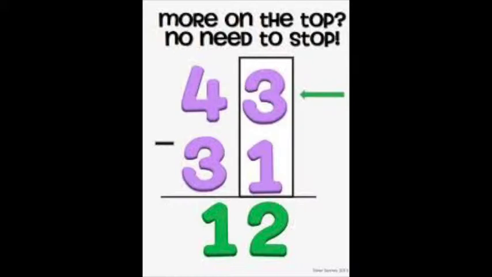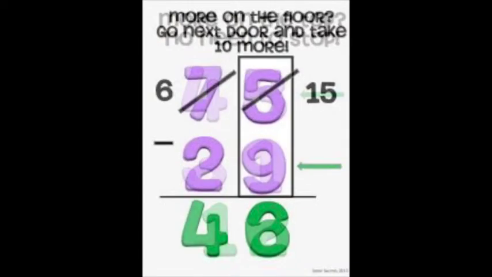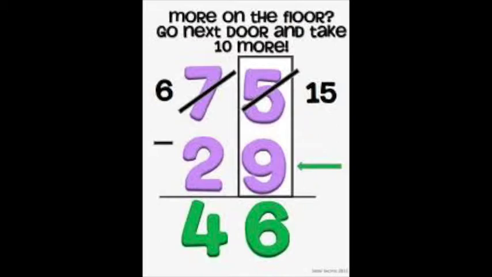When we're doing subtracting, you have to ask where is there more. If there's more on the top, no need to stop. In the ones place, you have 3 take away 1. 3 is bigger than 1, so you just get to subtract. But here, we see 5 take away 9 in the ones place. If there's more on the floor, you've got to go next door and take 10 more. 9 is bigger than 5, so you have to regroup.